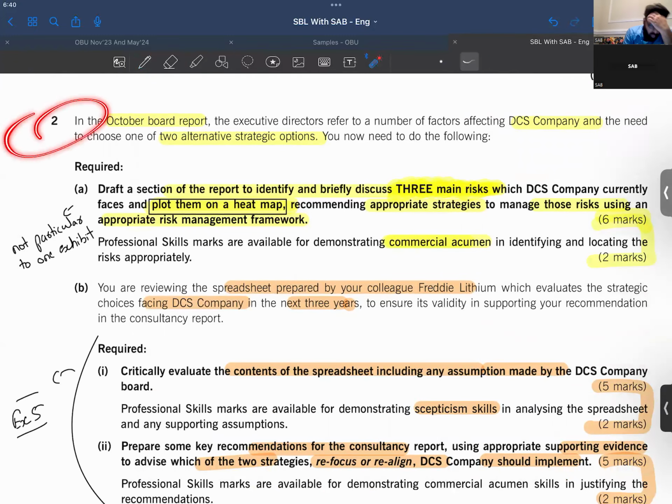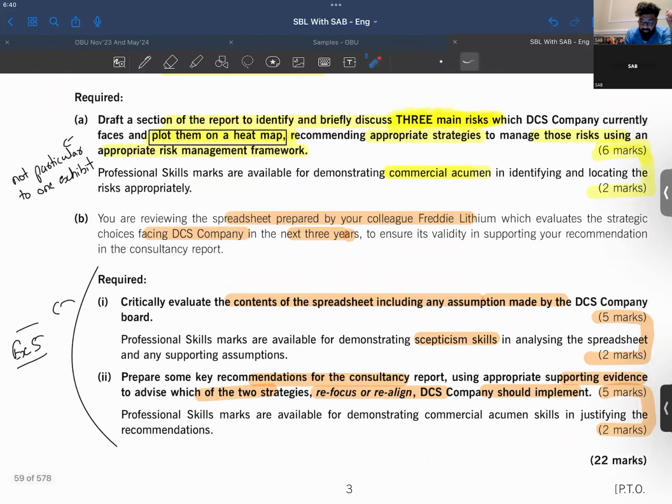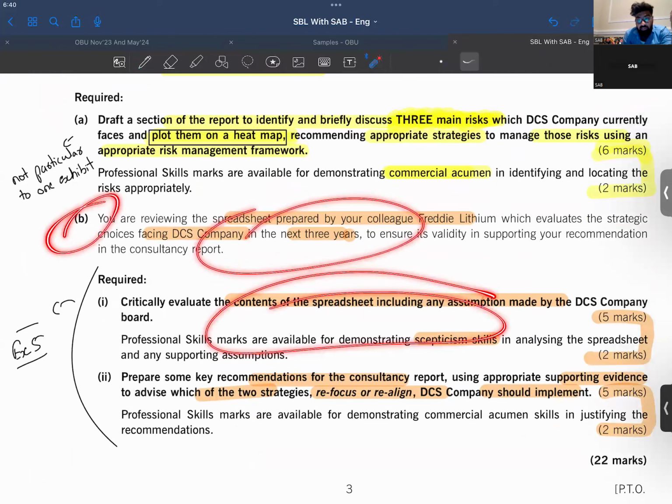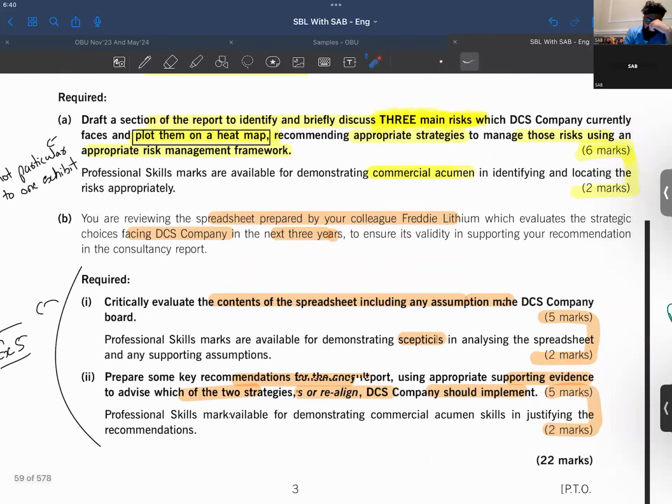It is not particular to one exhibit, but we have got points like reliance on one customer, financial risk, environmental risk. So we have got 3 main risks, right? The supply risk. There are many risks, right? We have got data for this also. The spreadsheet has been given, which needs critical evaluation and key recommendations, right?